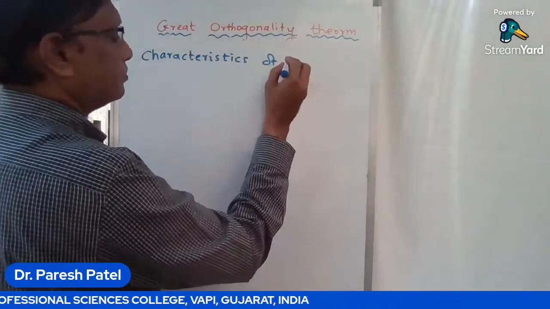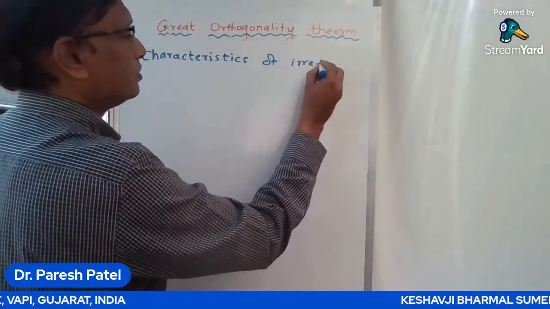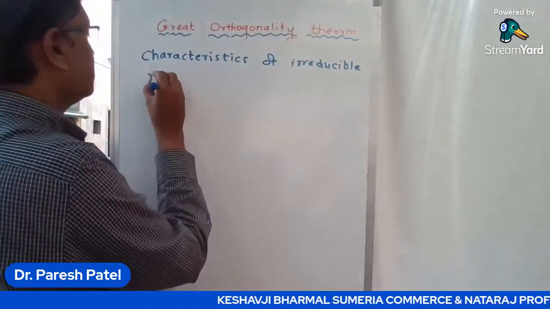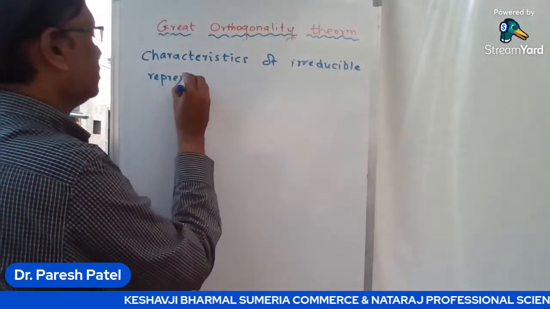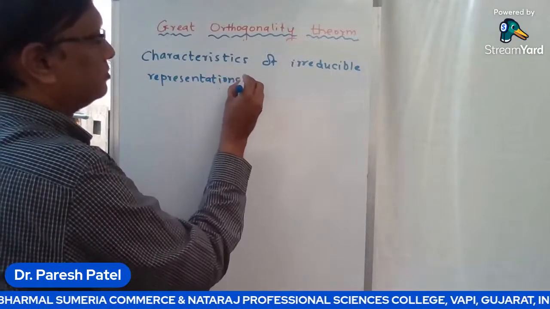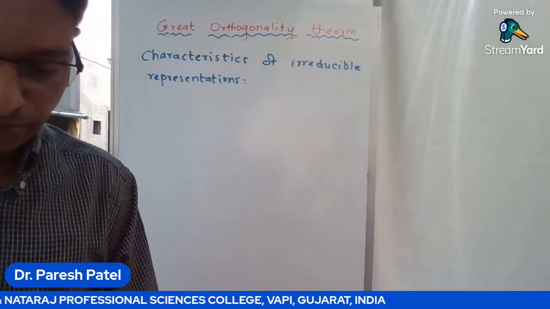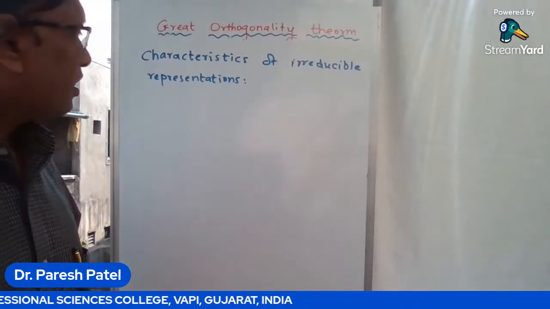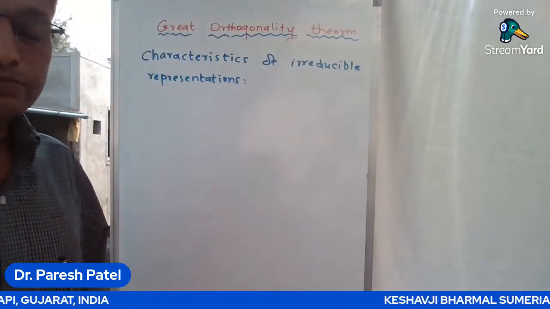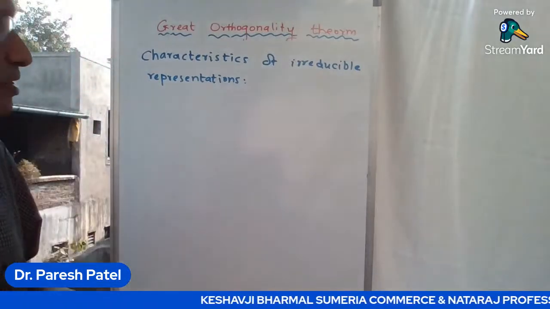Characteristics of irreducible representations. From the great orthogonality theorem, we can derive characteristics or properties of irreducible representations. Now, the first characteristic or property of the irreducible representations.